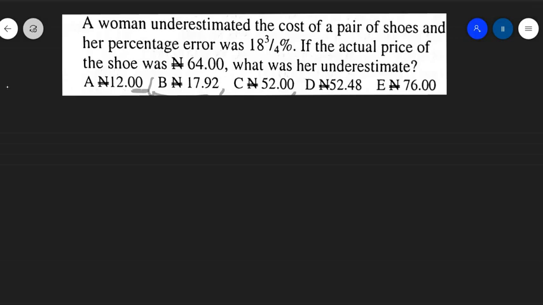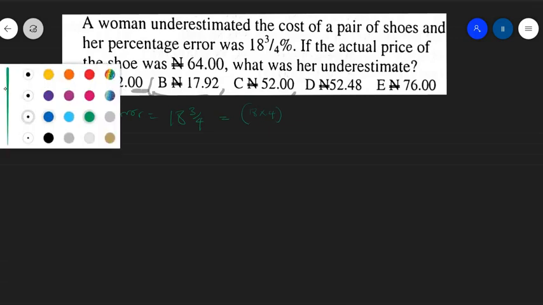Pretty much simple, but we're taking a step further now. If you watch the question closely, you're given the percentage error. So percentage error is equal to 18 and 3/4. Now if you convert that to a fraction, that will give me 18 times 4, 18 times 4.